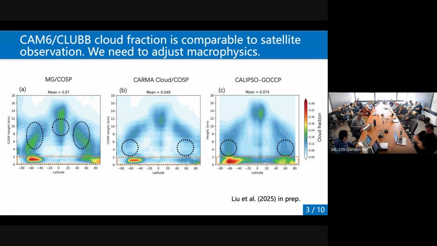And for MG, there are some biases which are high compared to the data in the regions in the circles, like in the mid altitude, around 4 to 10 kilometers, and in the tropics, in the open atmosphere. But we want to note that this cloud operation can be tuned by CLUBB. So that's the next step we want to improve.